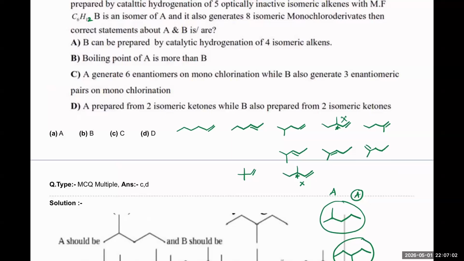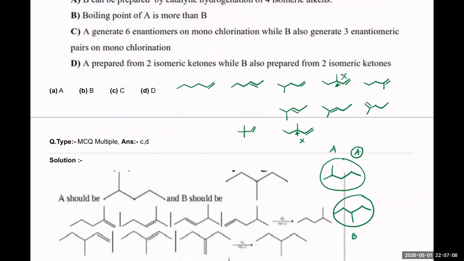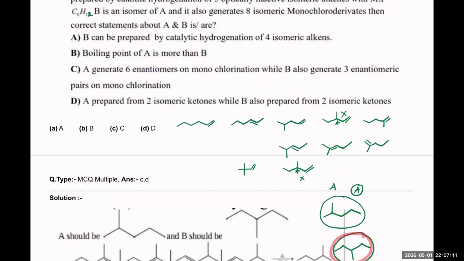B can be prepared by catalytic hydrogenation of 4 isomeric alkenes. Now, are we getting this from 4? Please check it out. This one is the compound, but I'm not getting 4 out of it. Only 2 chiral centers, so I can get only 2. Oh, what about a double bond like this? Cis and trans we can get. And I can also get from this one, a double bond like this. So we'll get 2 from here, 2 from here, and 1 from here. So actually it should be 5.